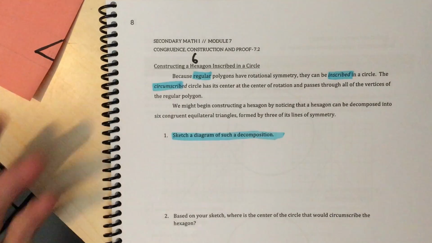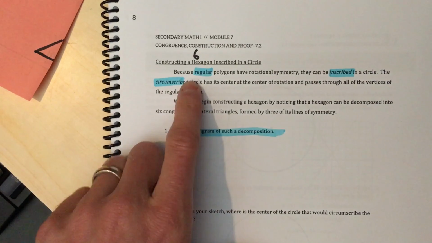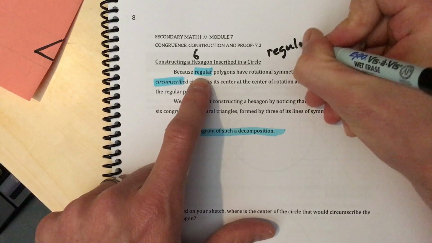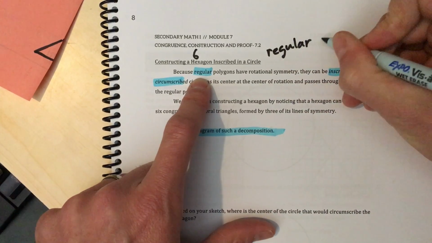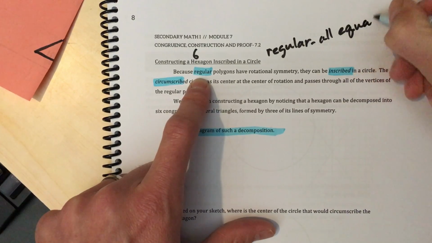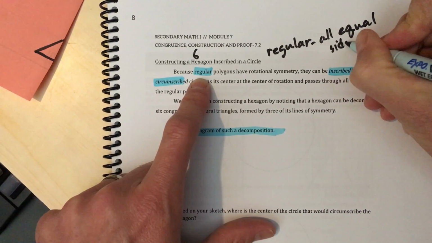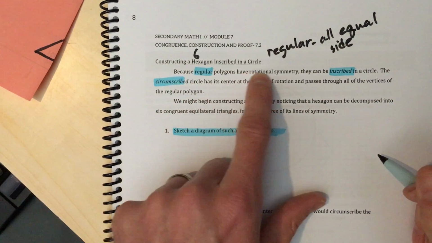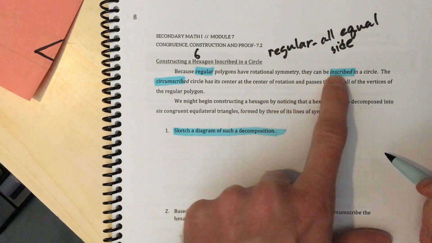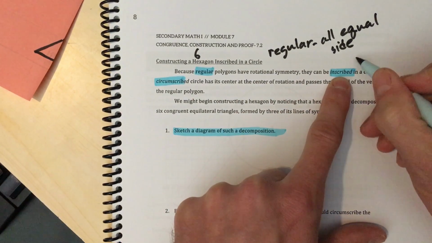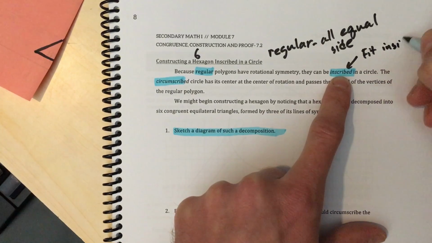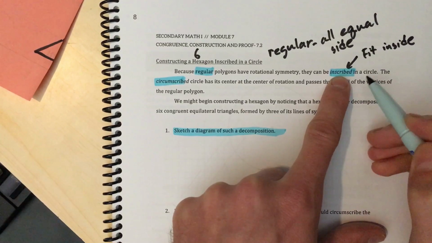All right, so now we're going to construct some more shapes. It says, because regular polygons, so when we see the word regular polygon, we're talking about all equal sides. Because regular polygons have a rotational symmetry, so rotation meaning spinning, they can be inscribed in a circle. So inscribed just means fit inside a circle.